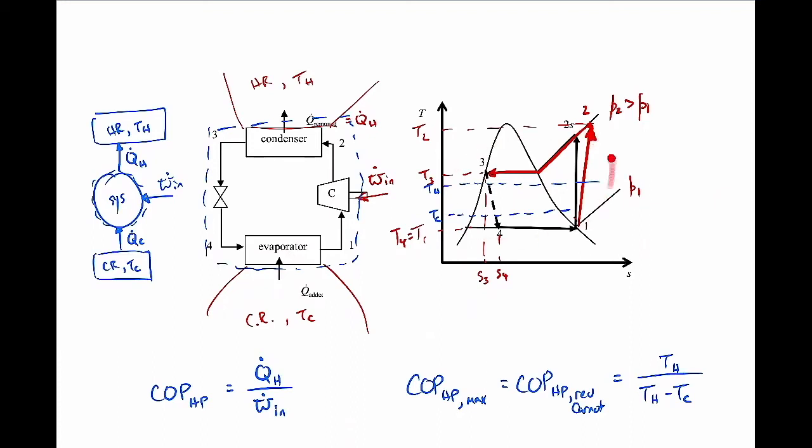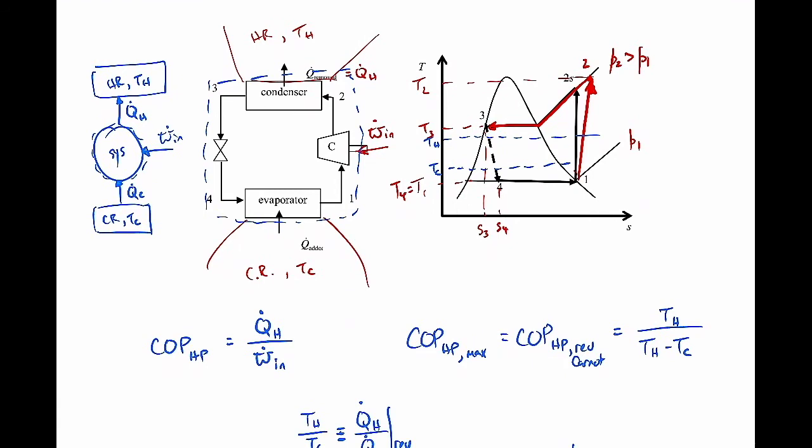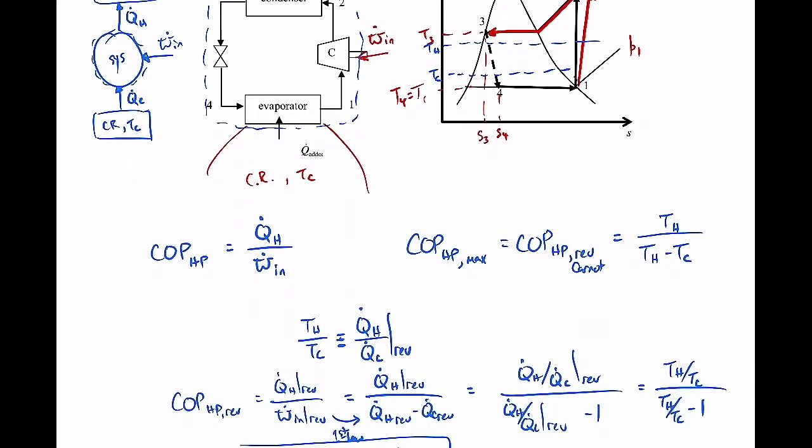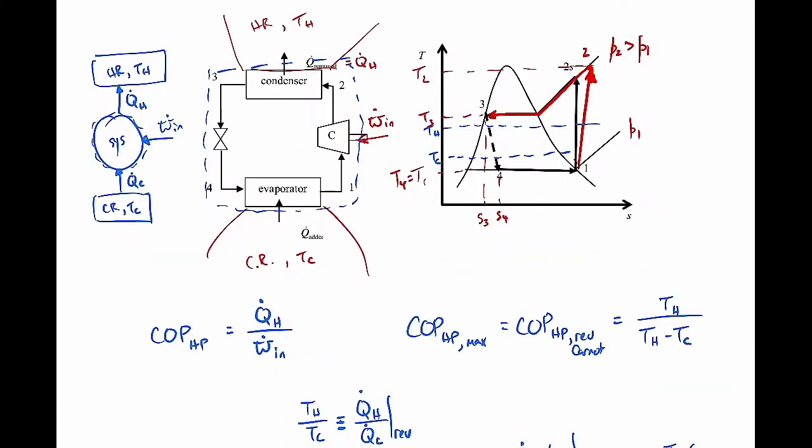The TS diagram, you've seen this sort of thing before, nothing new there. Similarly, finding the coefficient of performance for a heat pump, there's nothing new there, as well as finding the maximum coefficient of performance. If you look at the picture of the cycle and the TS diagram for this heat pump cycle, it looks exactly the same as what we had for a refrigeration cycle. All the components are the same, and the TS diagram looks the same.